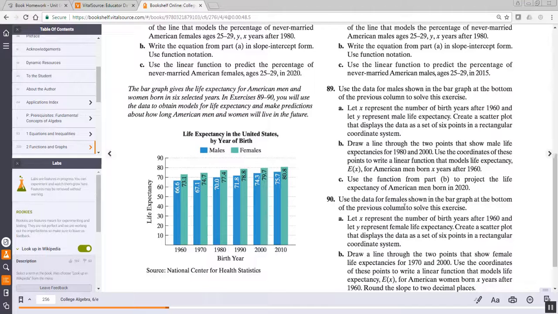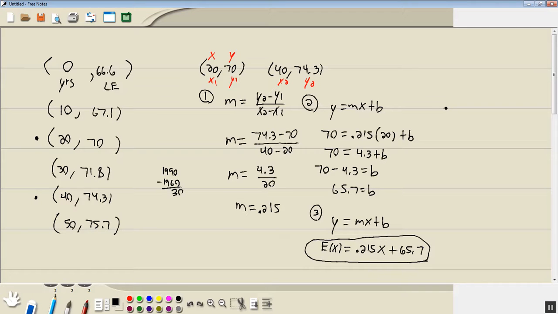Now when they're asking you in part C, use it to project the life expectancy of an American born in 2020. I take 2020 minus 1960, because remember x is the number of years since 1960, and that would be 60. You'd then take that and plug it into here. So we'd have 0.215 times 60 plus 65.7, and then that would give you whatever.